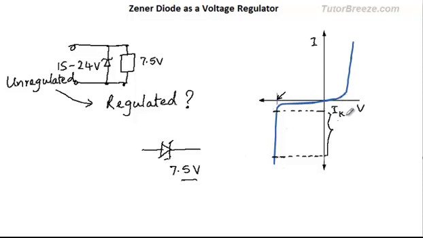This is the minimum current which needs to flow through the Zener, and this is the maximum current which flows through the Zener. See, the current is less than the knee current. This is called the knee because this looks just like a knee over here. And if the current is less than this, then the resistance of the diode is very large.